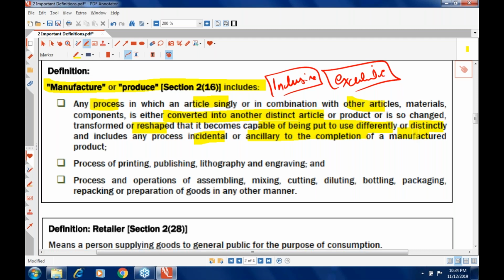Now let's move a bit forward and discuss further. Process of printing, publishing, lithography, and engraving, that is also considered as manufacturing or production. So why is this definition important? Because there are different sets of rules for the manufacturers. That's why it's important.